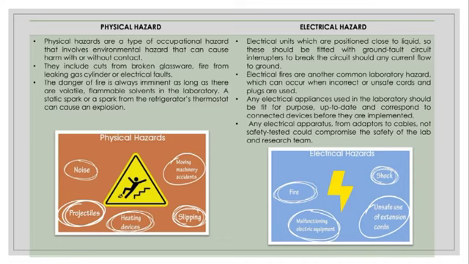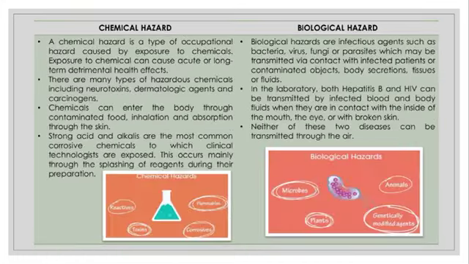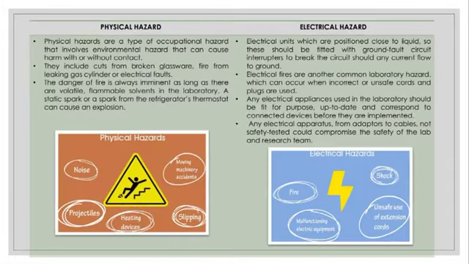So the next type of laboratory hazard is electrical hazard. Electrical units which are positioned close to liquid should be fitted with ground fault circuit interrupters to break the circuit should any current flow to ground.